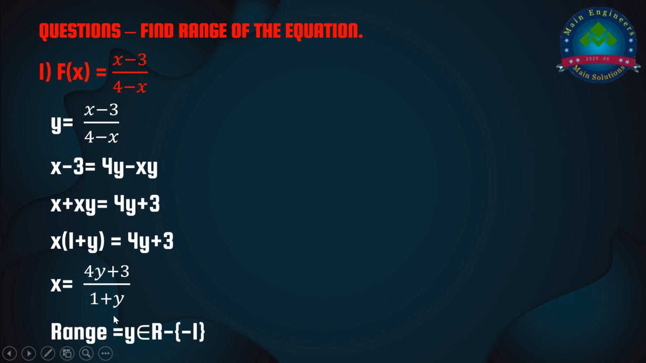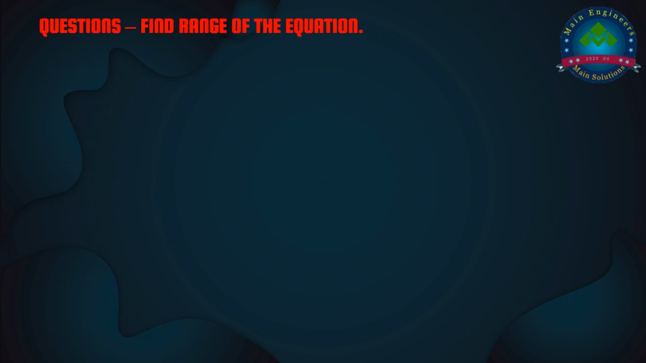So our range is going to be, we know the condition, the denominator is not going to be equal to 0. So here y cannot be equal to minus 1. For all other values, this function is going to give a valid answer. So our range is y belongs to real numbers, only minus 1 is going to be excluded. So the final range is y belongs to real numbers minus {-1}.